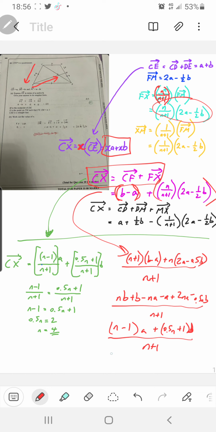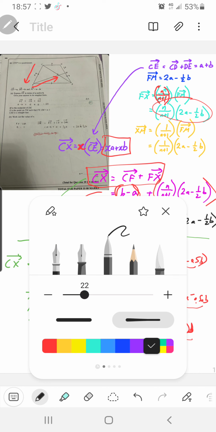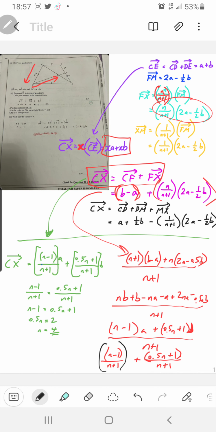So if you split the fraction, you get n minus 1 A, n over n plus 1, and plus 0.5n plus 1 B over n plus 1. I hope that is all making sense. I'm sorry for the noise. So if I just rewrite this again, let me use another one. So all this was the coefficient of A, and all this is the coefficient of B.